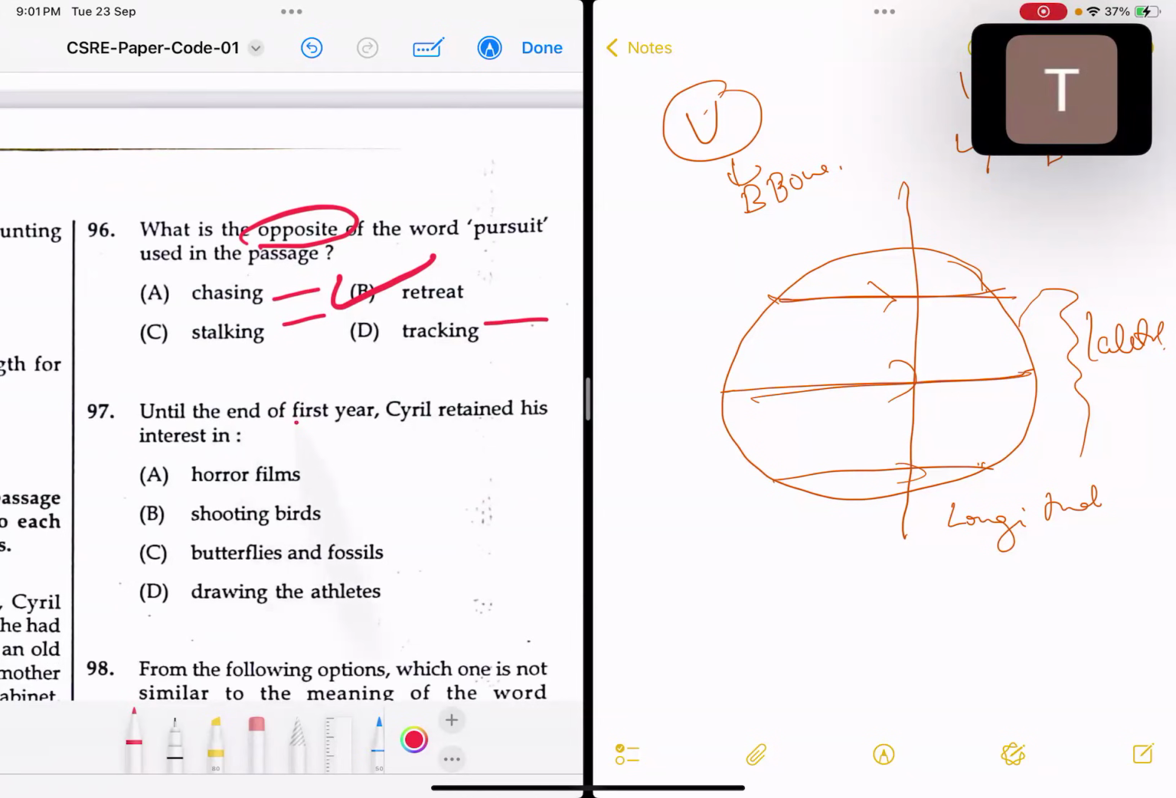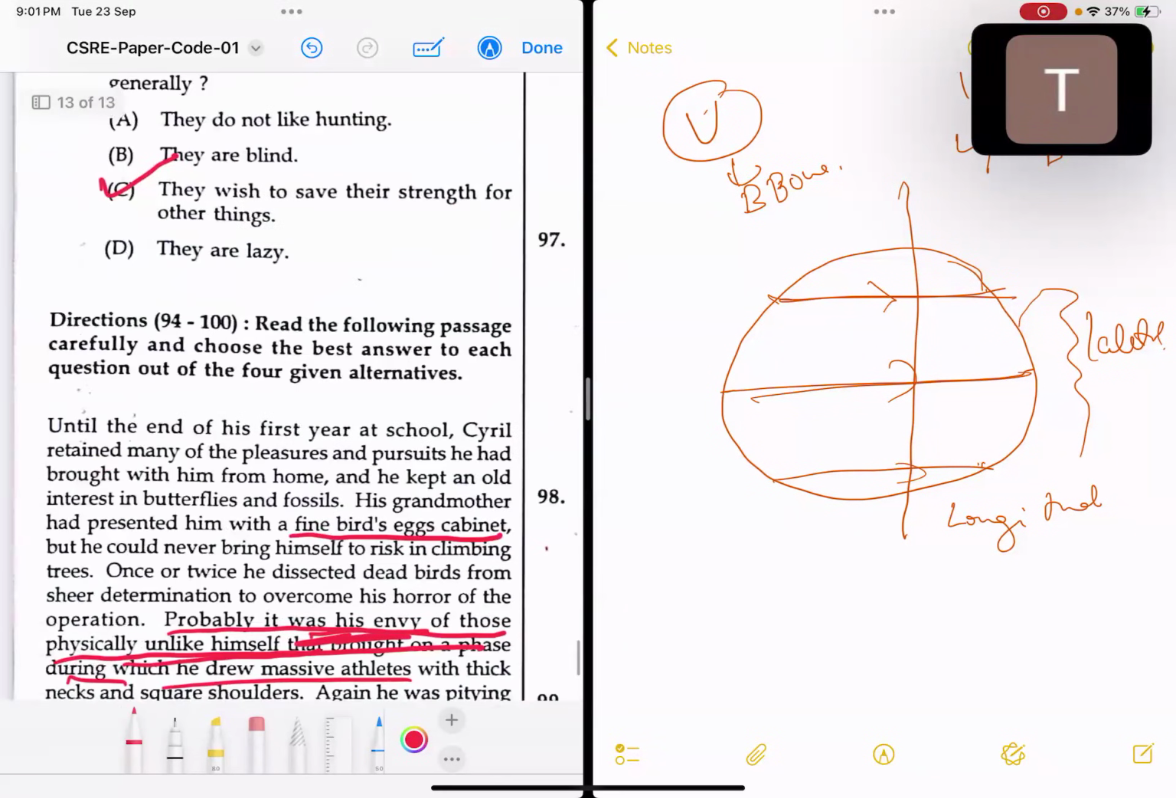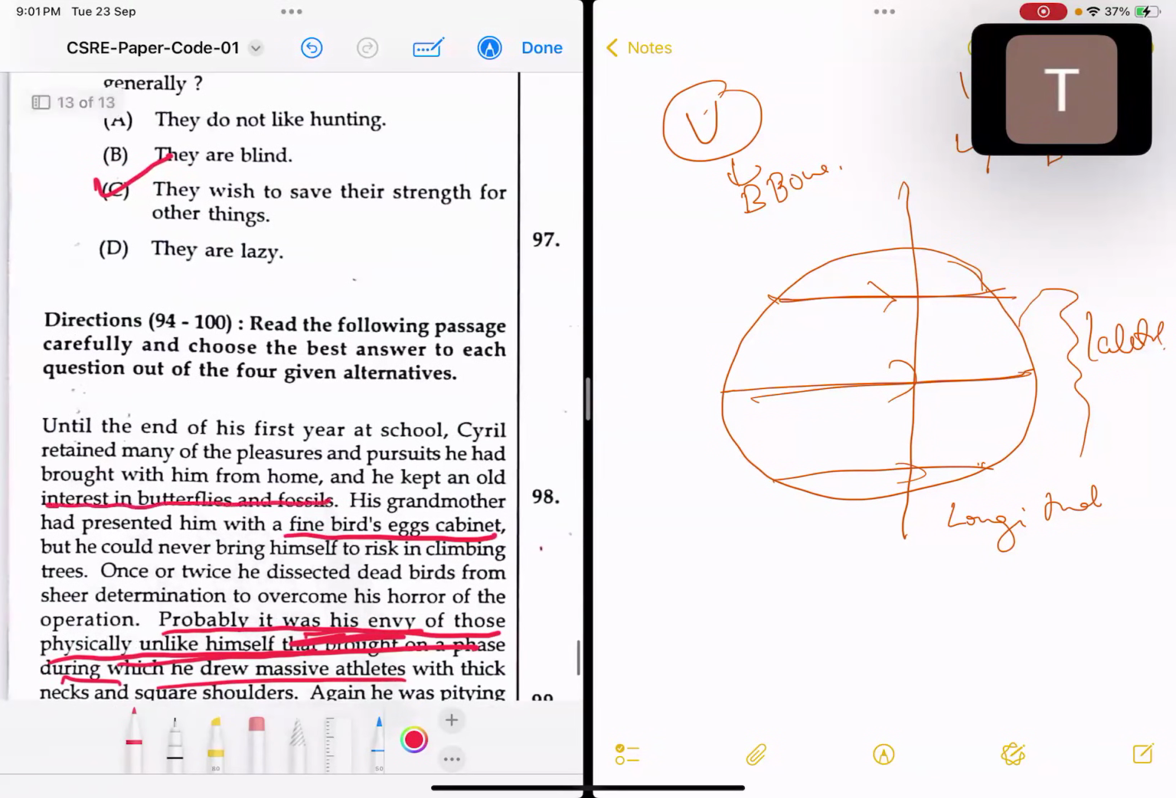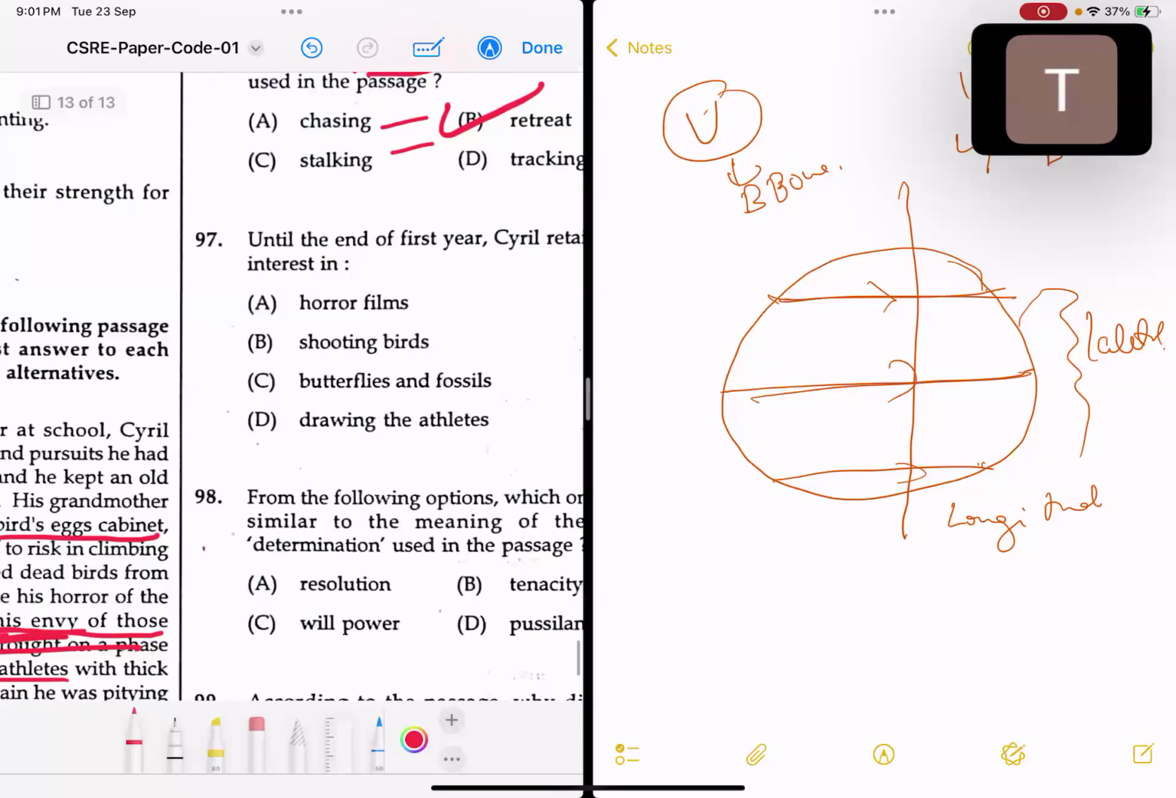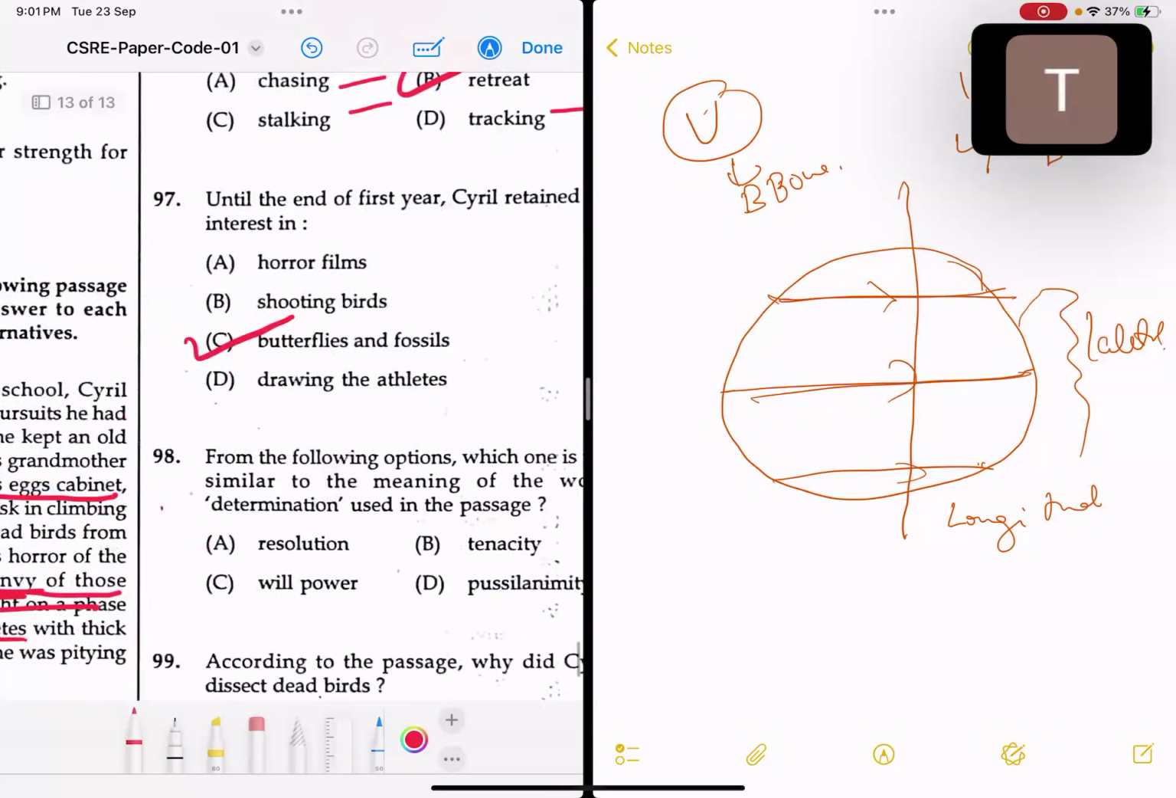Question 97. Until the end of the first year, Cyril retained his interest in, and here it says directly, butterflies and fossils. So the correct option is butterflies and fossils.